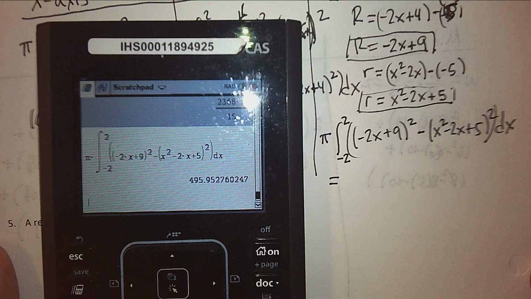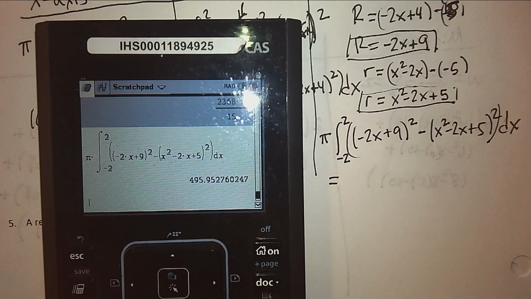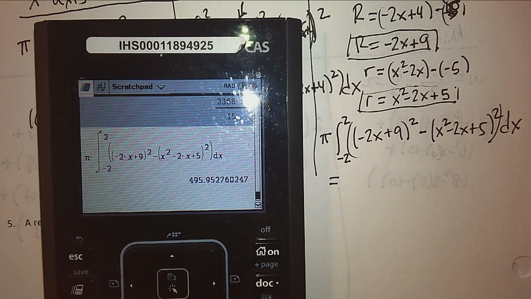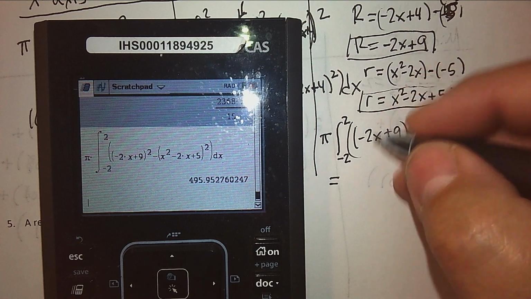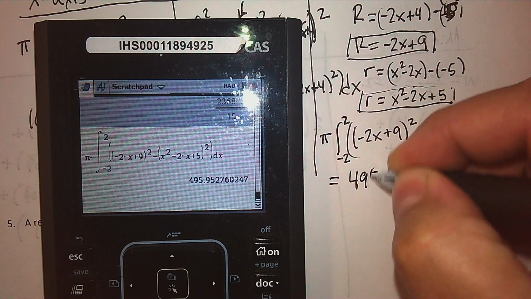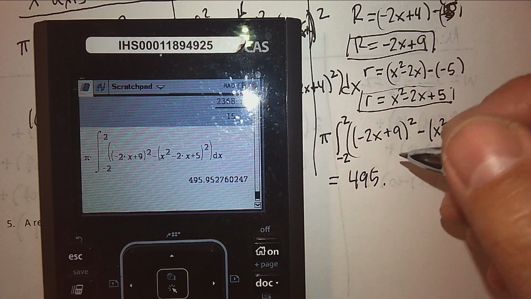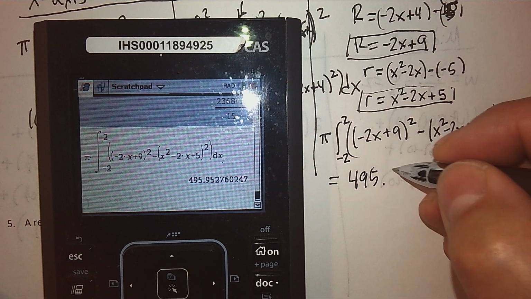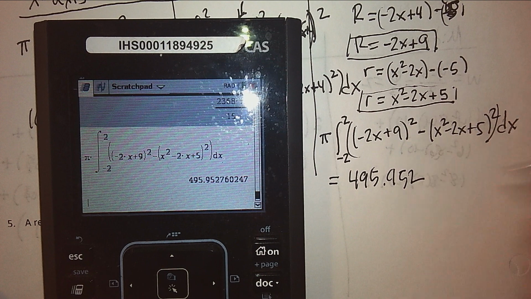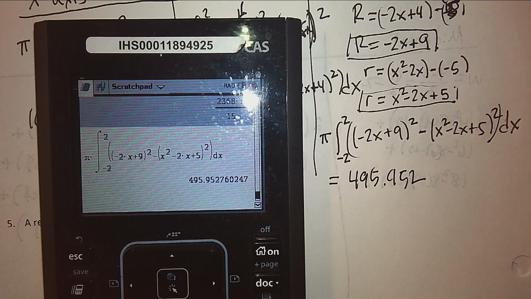So this is what it looks like in my calculator. Which is exactly what you told me, right? Awesome. So I'm going to write that answer down. 495.952. It's okay to truncate. You don't have to use rounding rules. Just stop. 3 numbers, done.